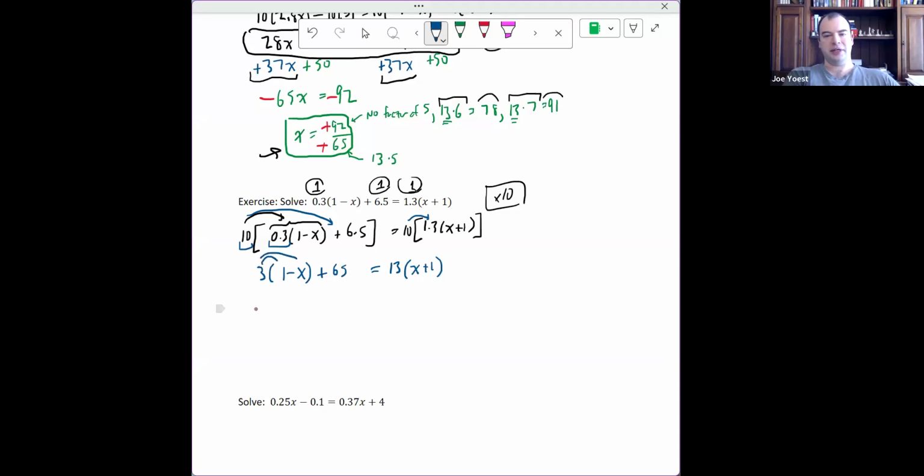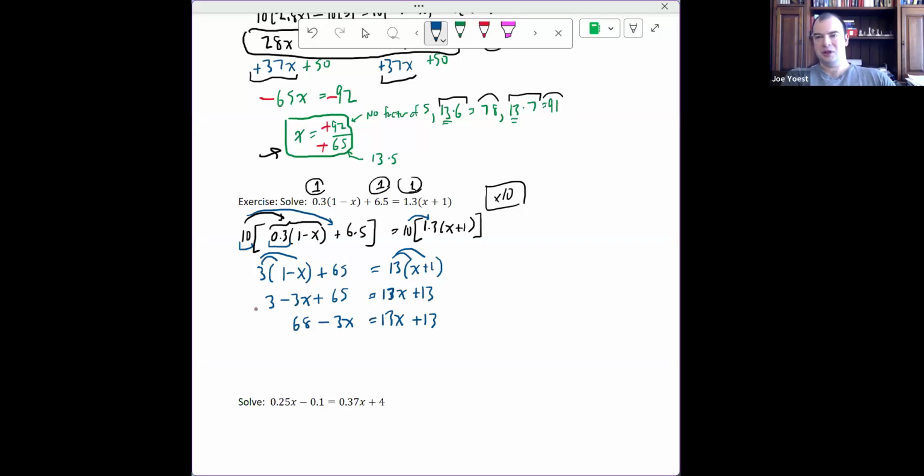I can distribute my 3 to make a 3 minus 3x plus 65, and my 13 to make a 13x plus 13. On my left-hand side, I have 68 minus 3x equals 13x plus 13.